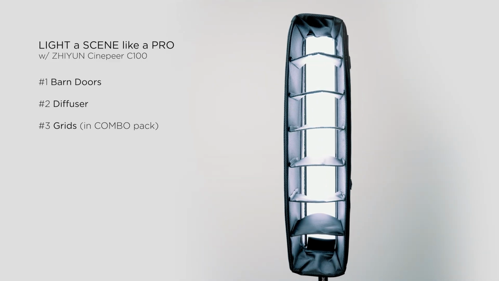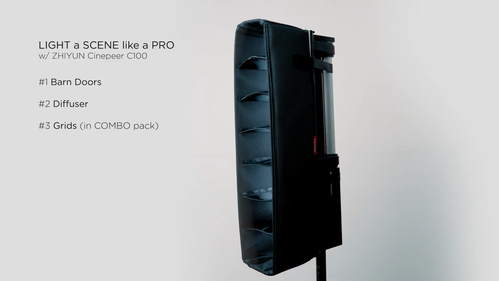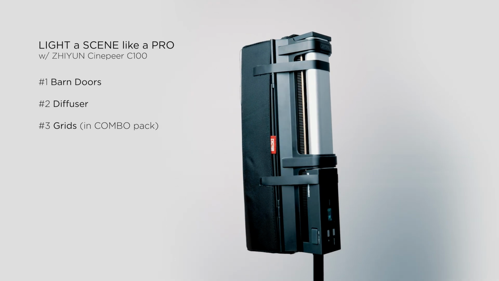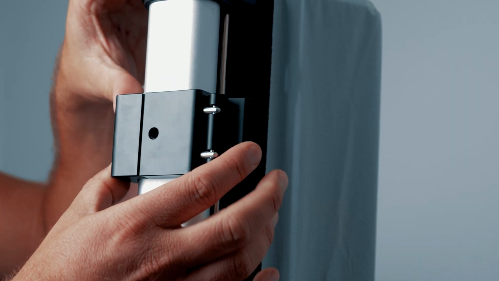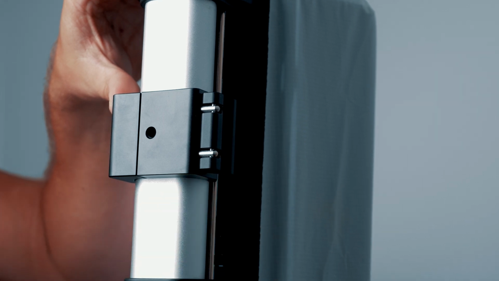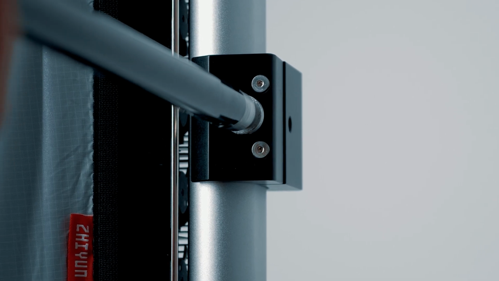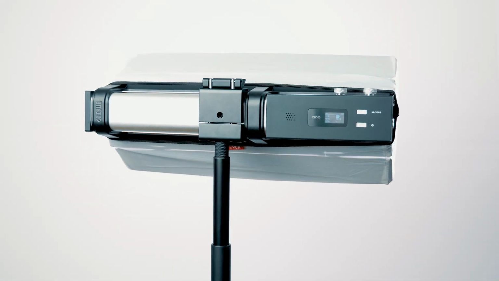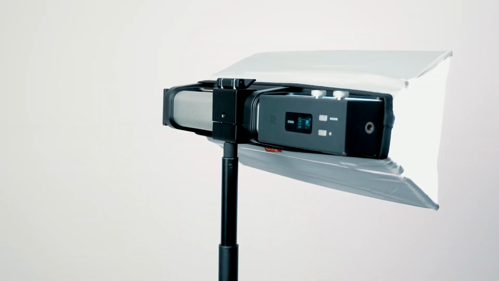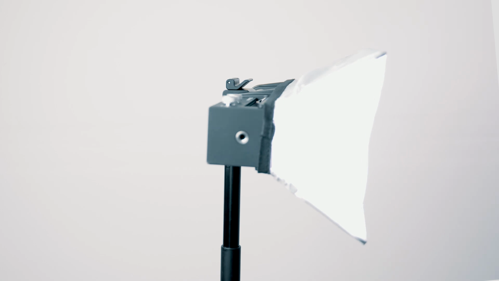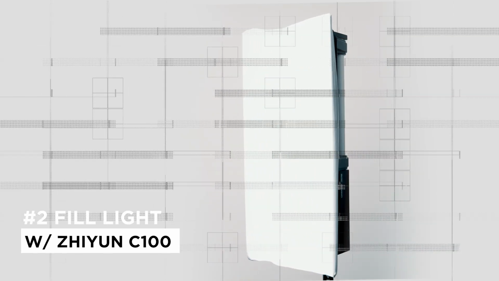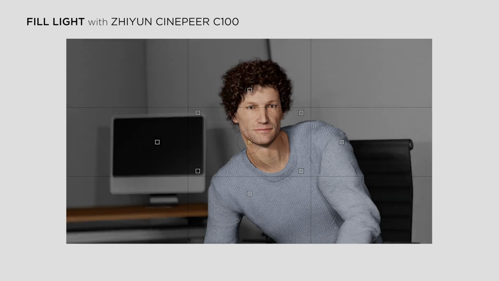And when it comes to shaping the light, the combo pack includes a grid that allows you to control the light spread and add a more dramatic look. You can also use the clamp, another great accessory, to mount the light vertically, making it an even wider light source. These accessories aren't just helpful for shaping the key light, they are also useful when using the light as a fill light. The fill light is a secondary light that softens the shadows created by the key light. It's typically less intense and helps reduce contrast.